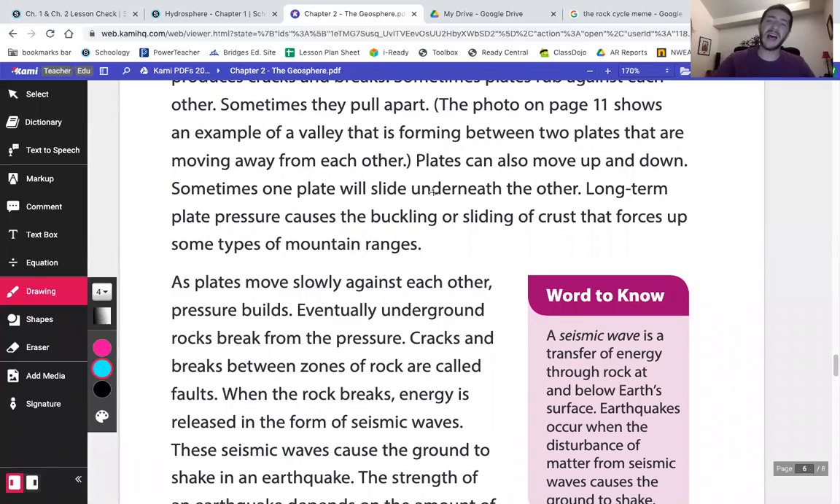Sometimes one plate will slide actually underneath the other. Long-term plate pressure causes the buckling or sliding of crust that forces up some of these types of mountain ranges. So when they slide, one plate actually pushes underneath the other.